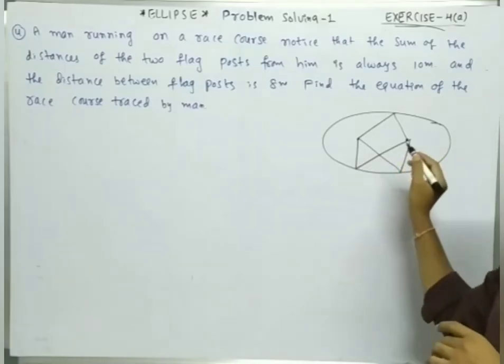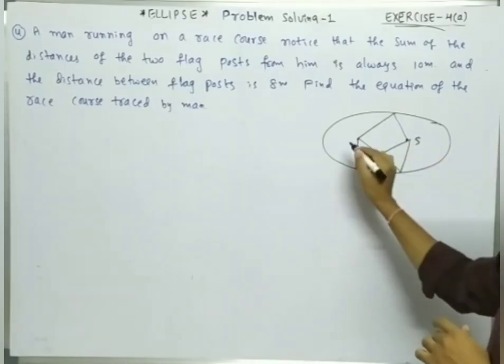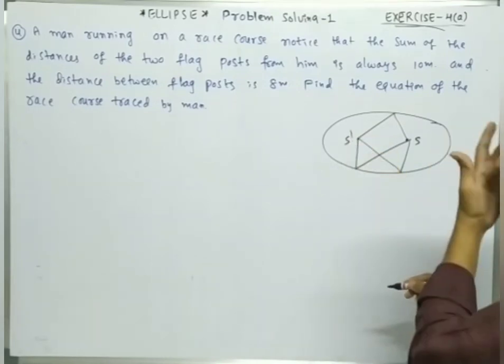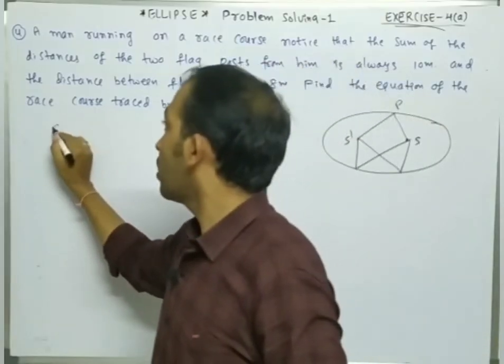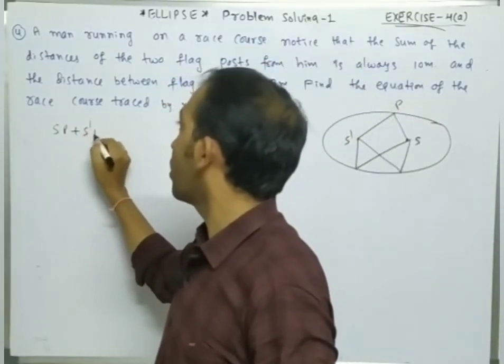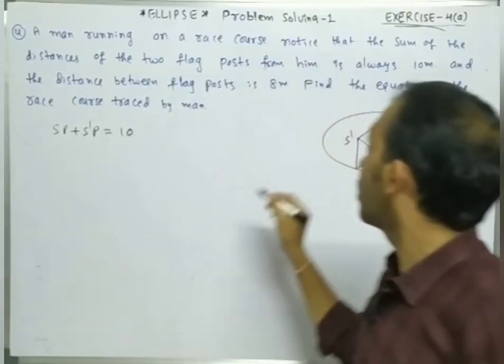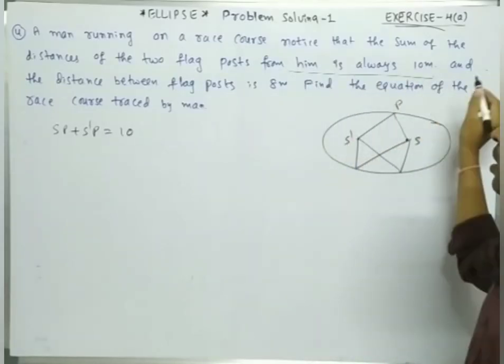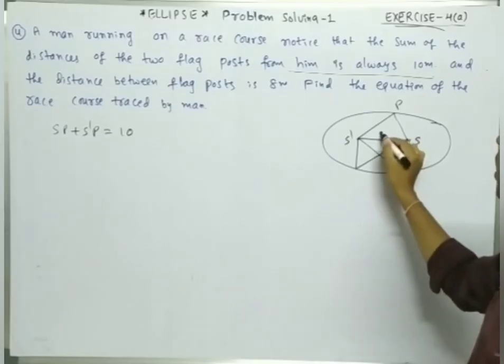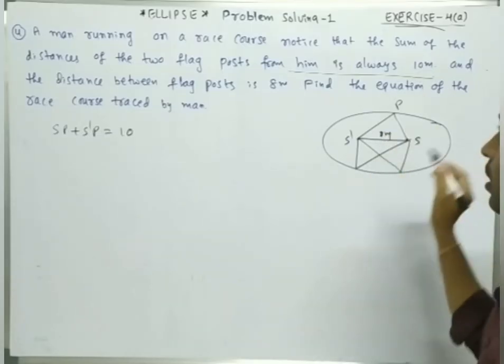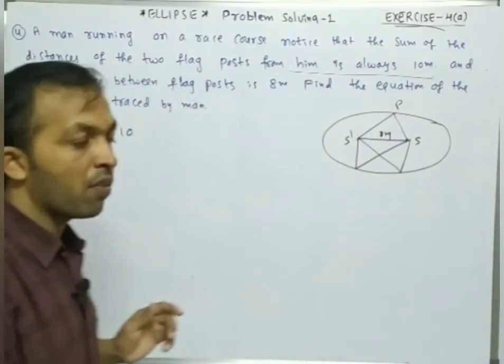Okay, so this is the definition. Let these two be the foci, the flag posts, and this is the point P. It is given that SP plus S'P is always 10 meters, and the distance between the flag posts, so the distance between the foci, is 8 meters. Find the equation of the race course, that means find the equation of the ellipse.